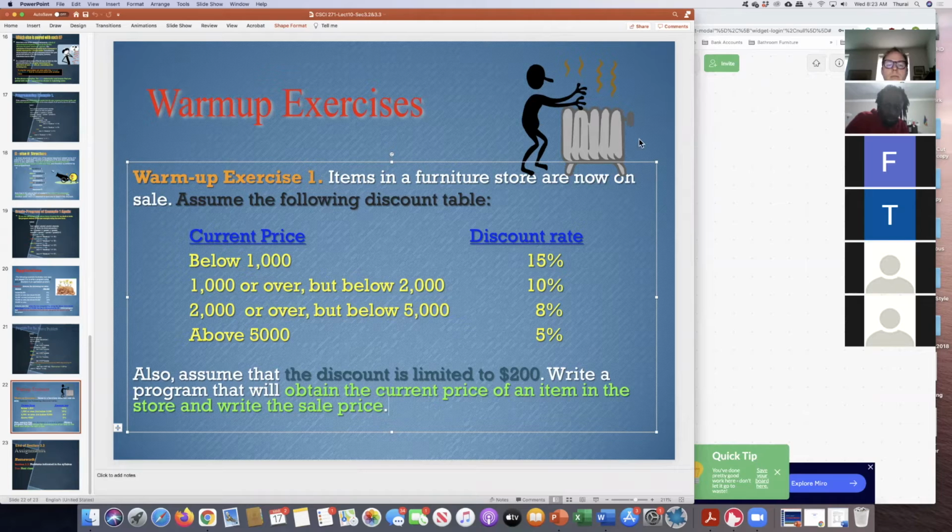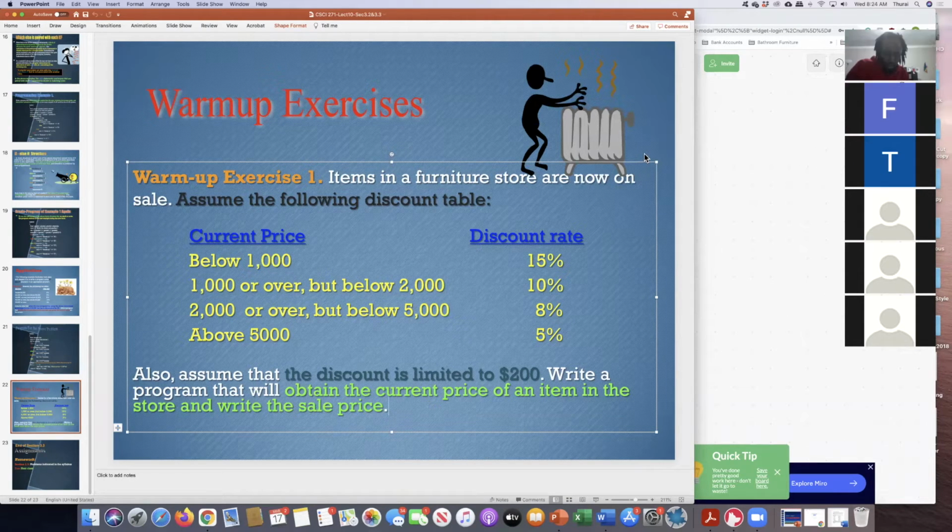All right, let me look at Alexander's solution. Enter the price, cin price, and discount. Right, Alexander has the right solution. Very good. So far, one student got the perfectly right solution. Everybody else has. Wait, Professor, could you go over mine? I sent it in earlier.